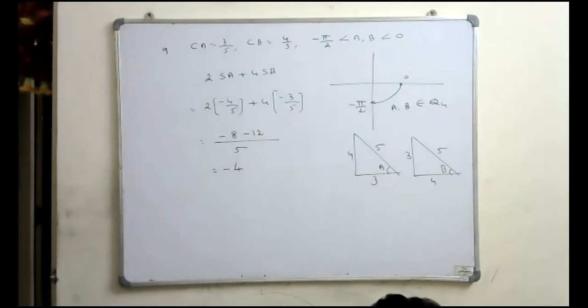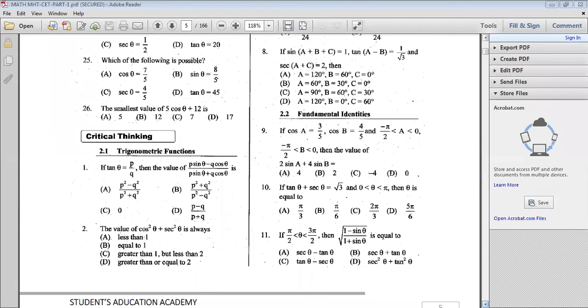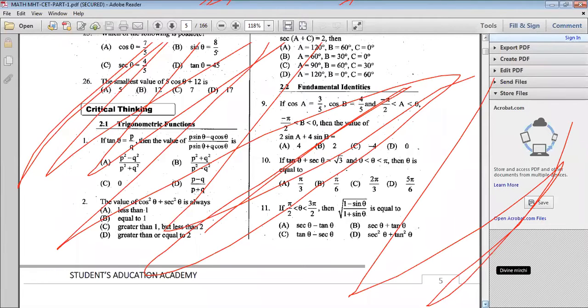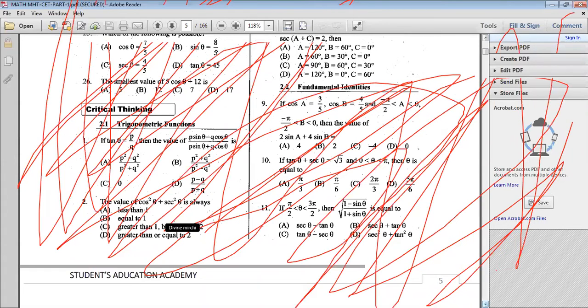Done, sir. Next, look at the next problem. Observe problem number 10. Tan theta plus secant theta is given as root 3, and theta lies between 0 and pi, then theta is equal to what?